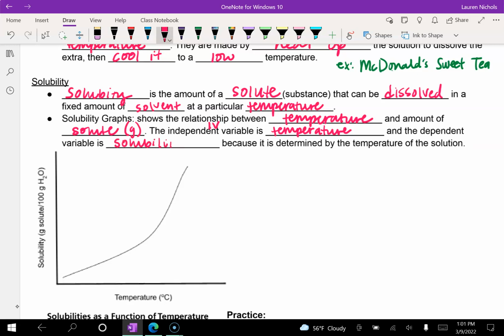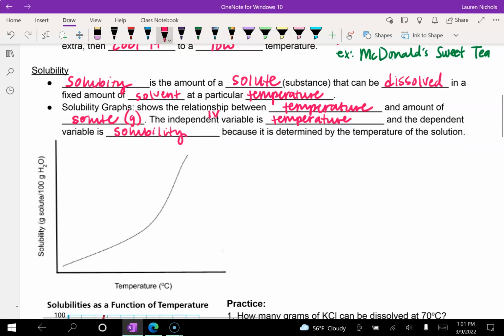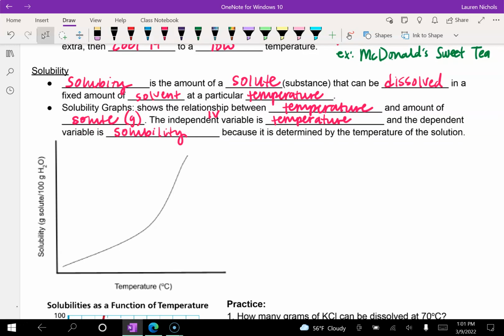The only way to force the solubility to change is to change the temperature. It's determined by it. It's dependent on it. So when you have a graph, your independent variable is on the x-axis, that's temperature, and the y-axis has units of grams of solute per 100 grams of water.